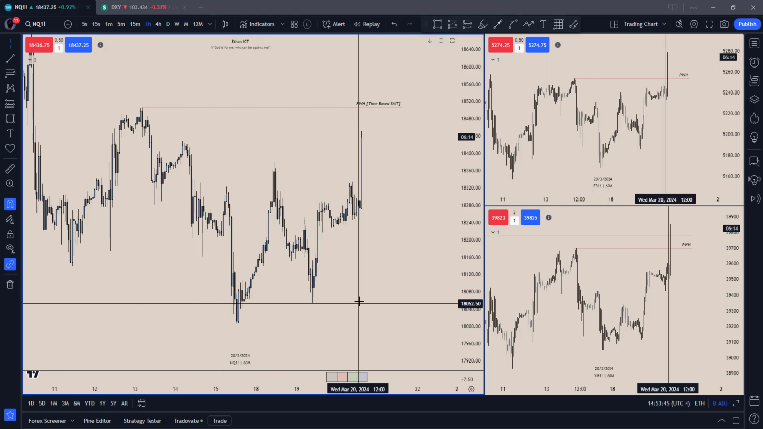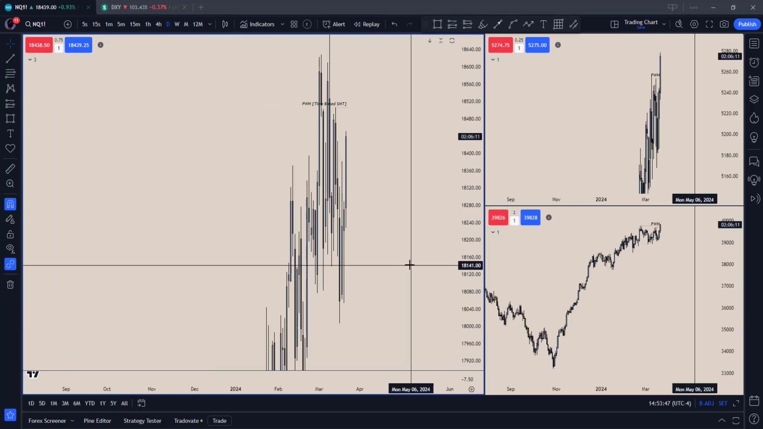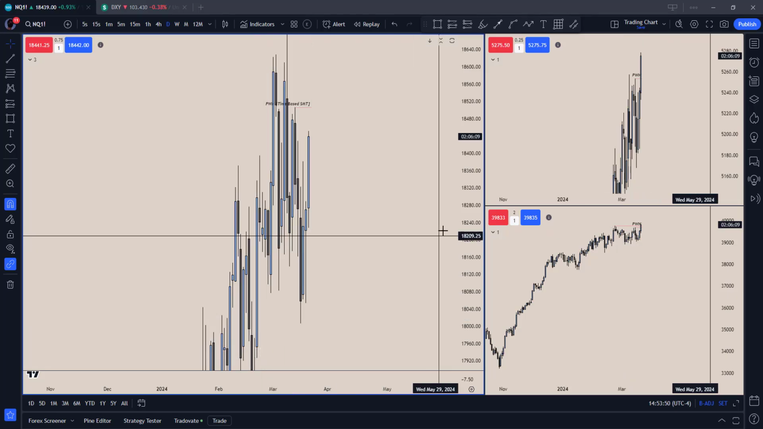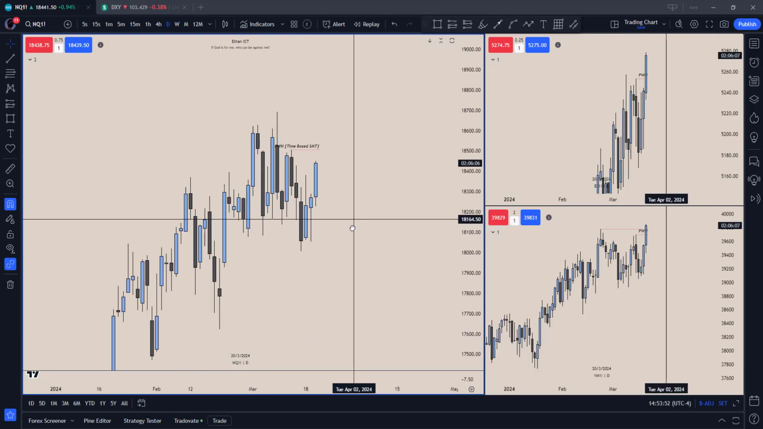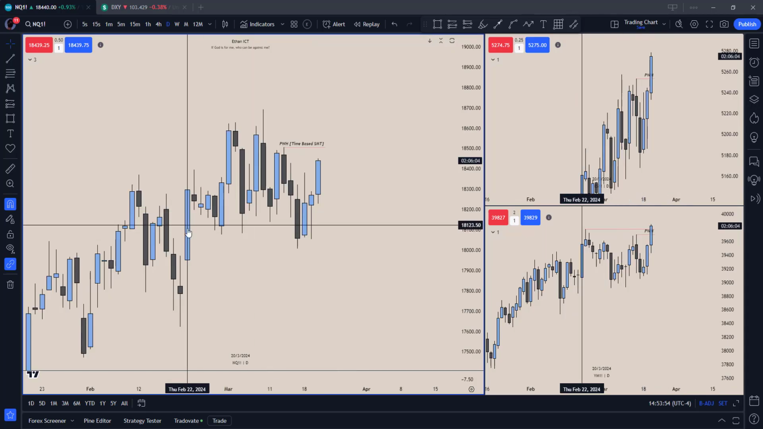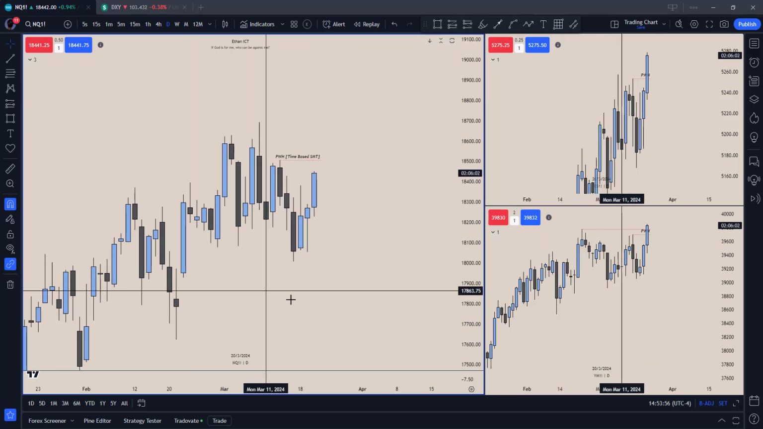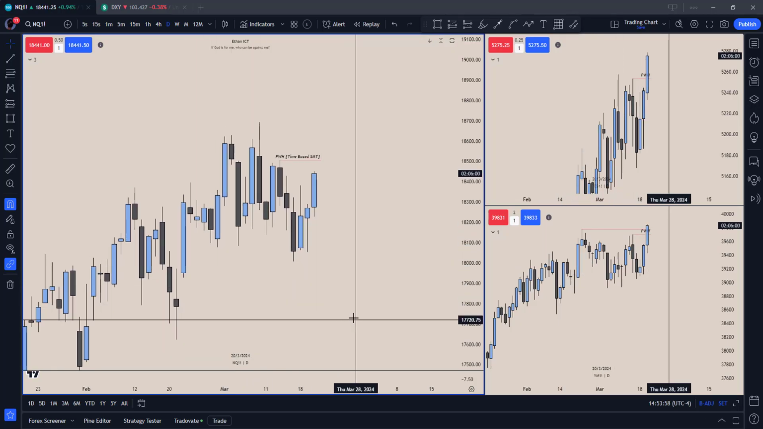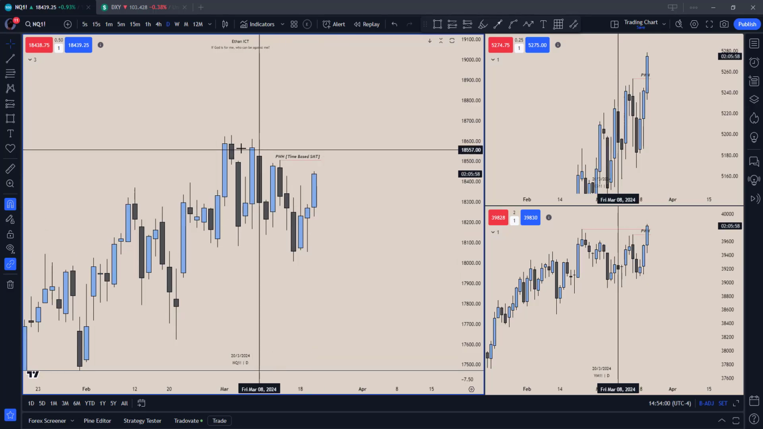Also in the daily fair value gap. This one right here. True. Internal to external range liquidity. I don't know how much I trust internal to external right now, though, just because of this price action right here.